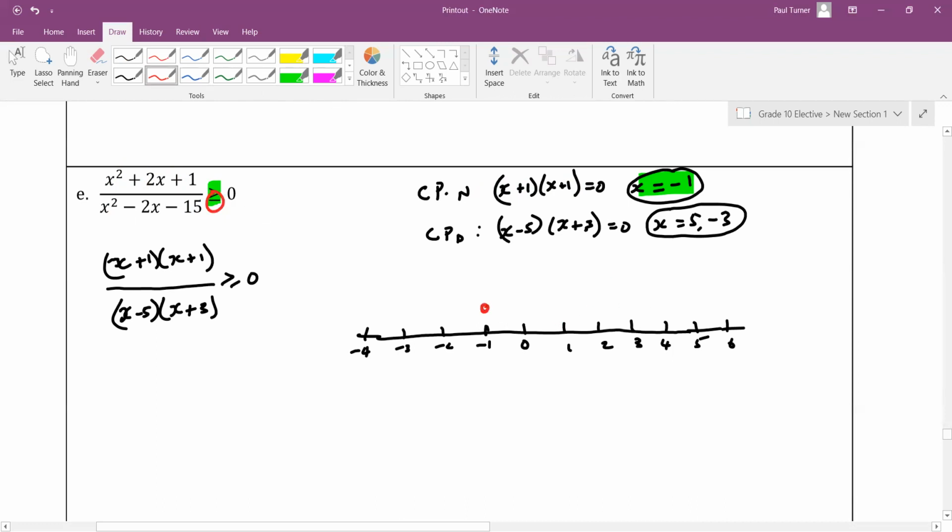So we'll include -1 with an open solid circle. But look at the 5 and -3. If it equals 5, you're going to get 0 in the denominator. And if it equals -3, you'll also get 0. And you can't have 0 denominators. So that means that 5 and -3 are not included in your answer. So do an open circle and an open circle there.